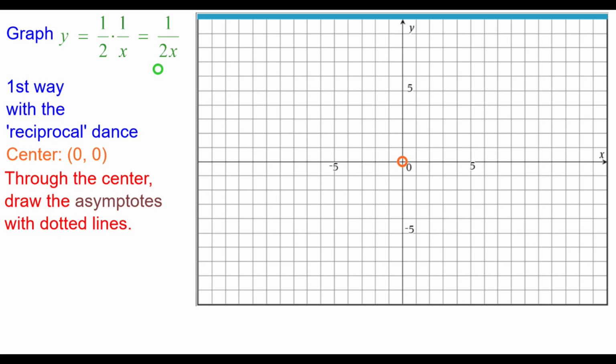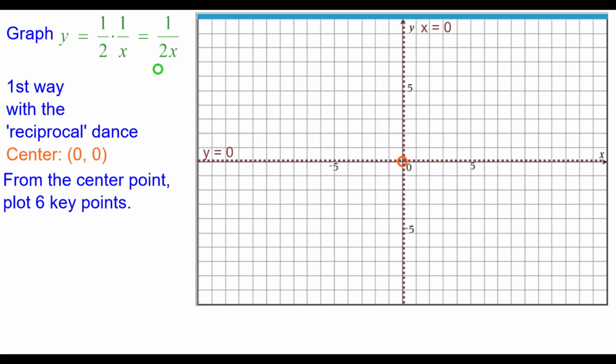Through the center, we need to draw the asymptotes with dotted lines, the boundary lines, if you will. Y equals 0, or the x-axis, and the y-axis, which is x equals 0, are our two asymptotes. From the center point, we're going to plot 6 key points.